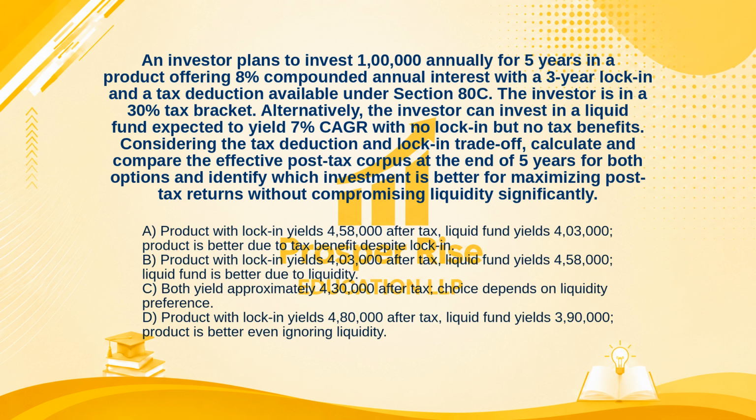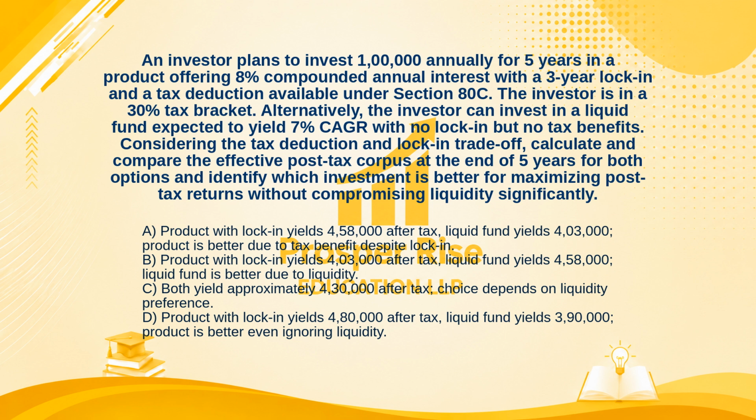Here are your options. A. Product with lock-in yields 4,58,000 after tax. Liquid fund yields 4,03,000. Product is better due to tax benefit despite lock-in. B. Product with lock-in yields 4,03,000 after tax. Liquid fund yields 4,58,000. Liquid fund is better due to liquidity.